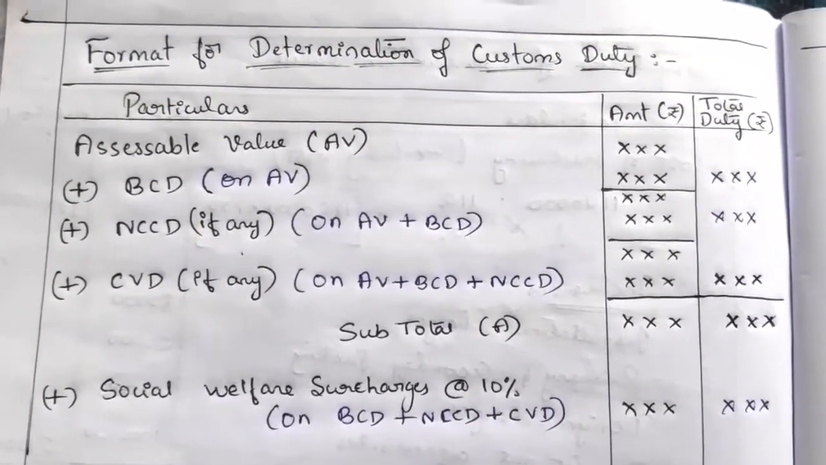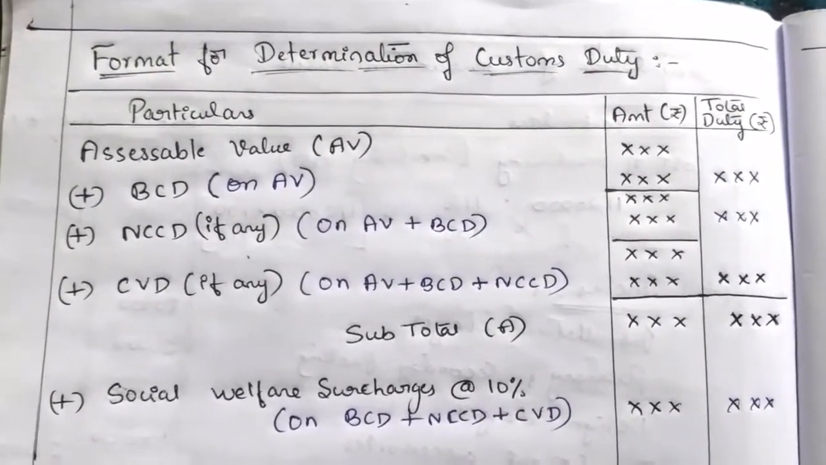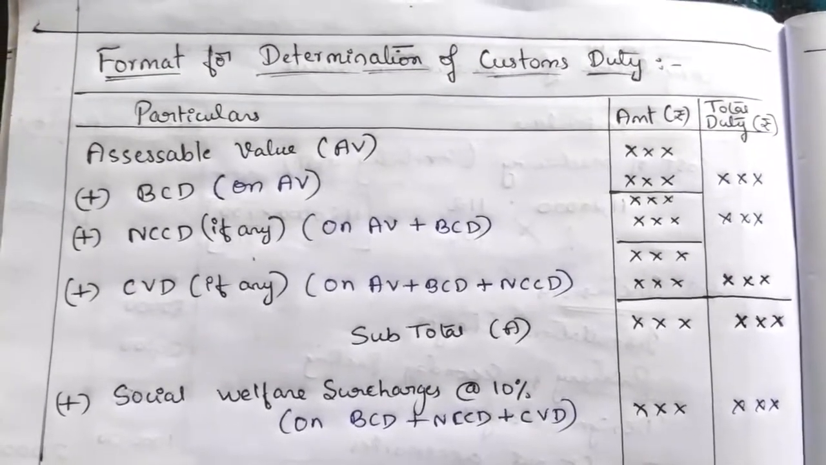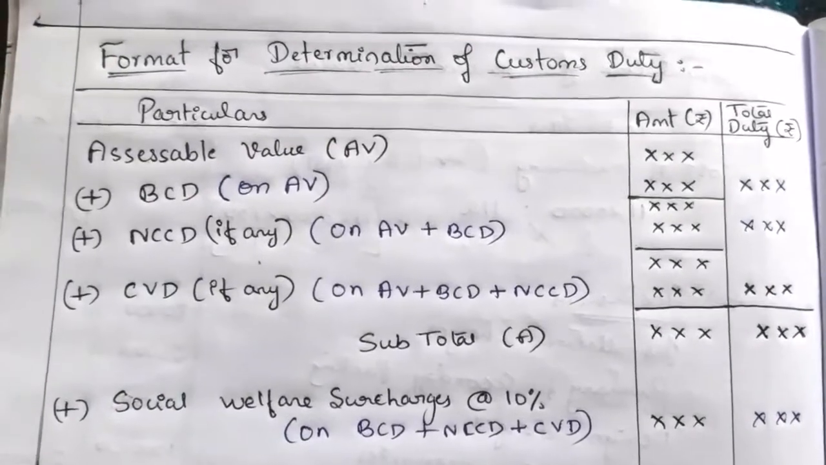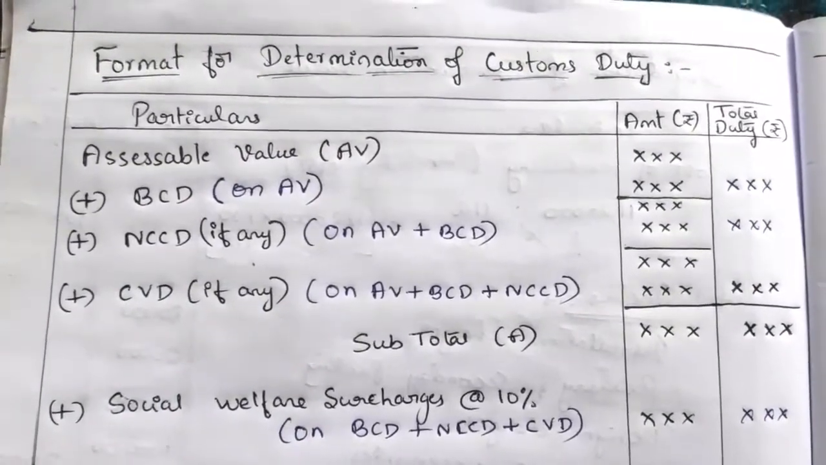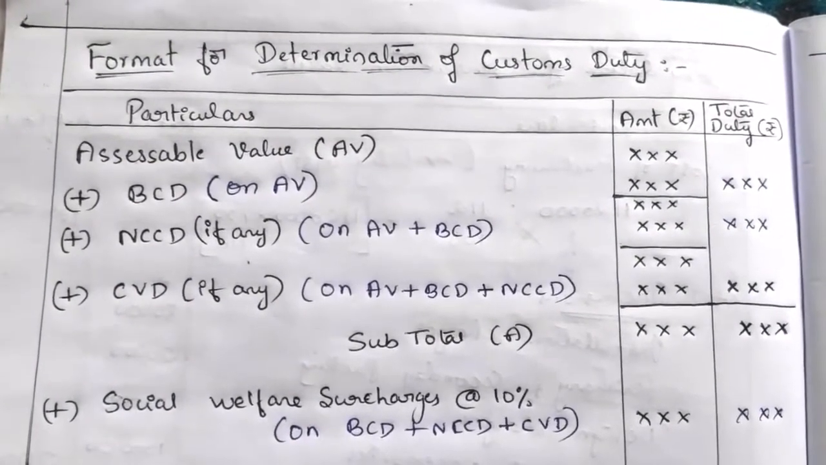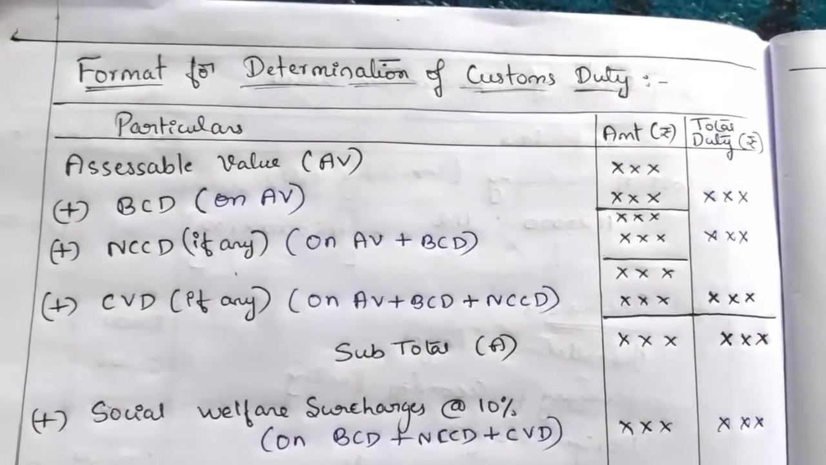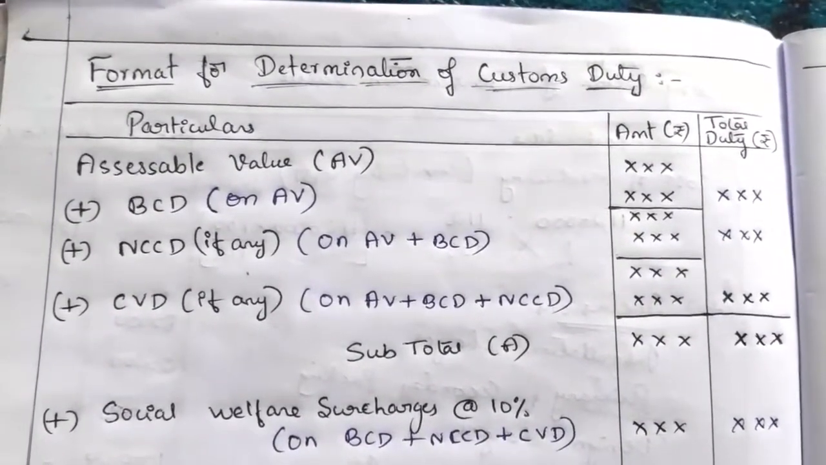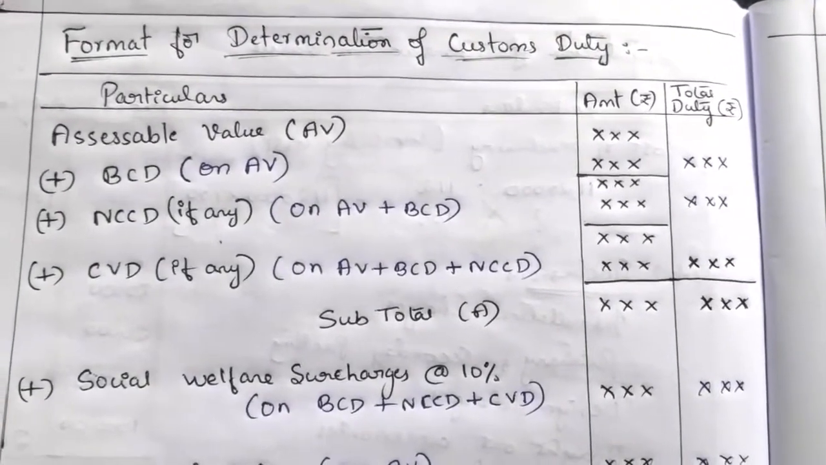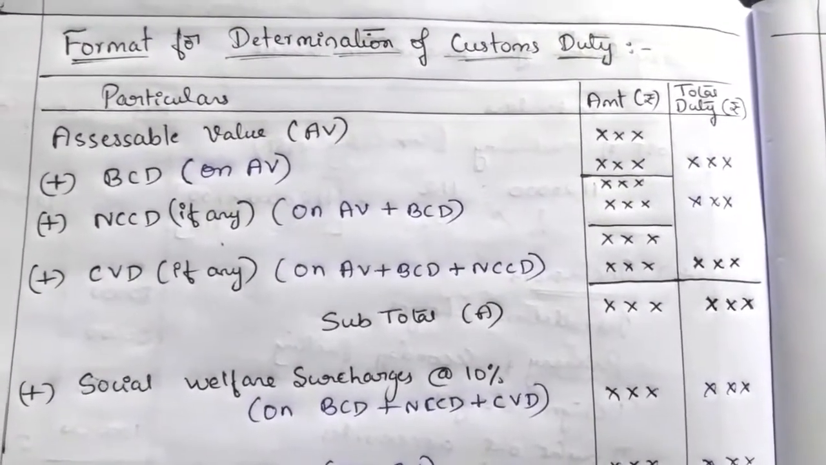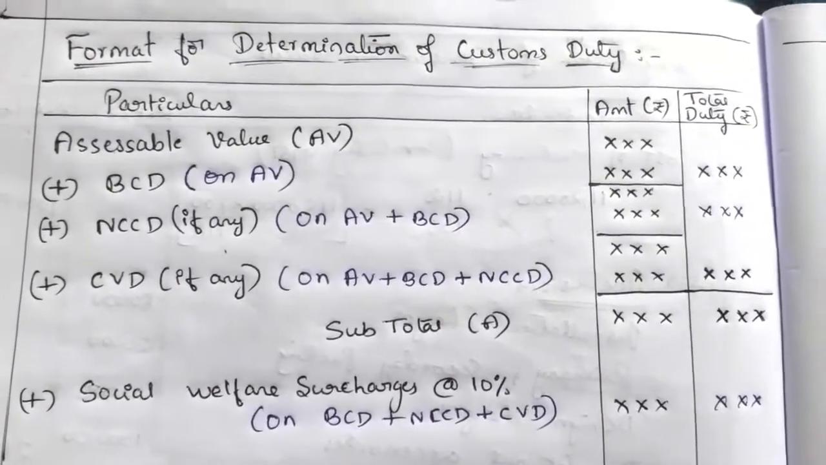Hello students, in today's class we are going to learn about custom duty and the format for determination of custom duty, how to compute the value of custom duty. Custom duty is an indirect tax levied on goods when goods are transported across international borders. It is levied on the import and export of goods in international trade.